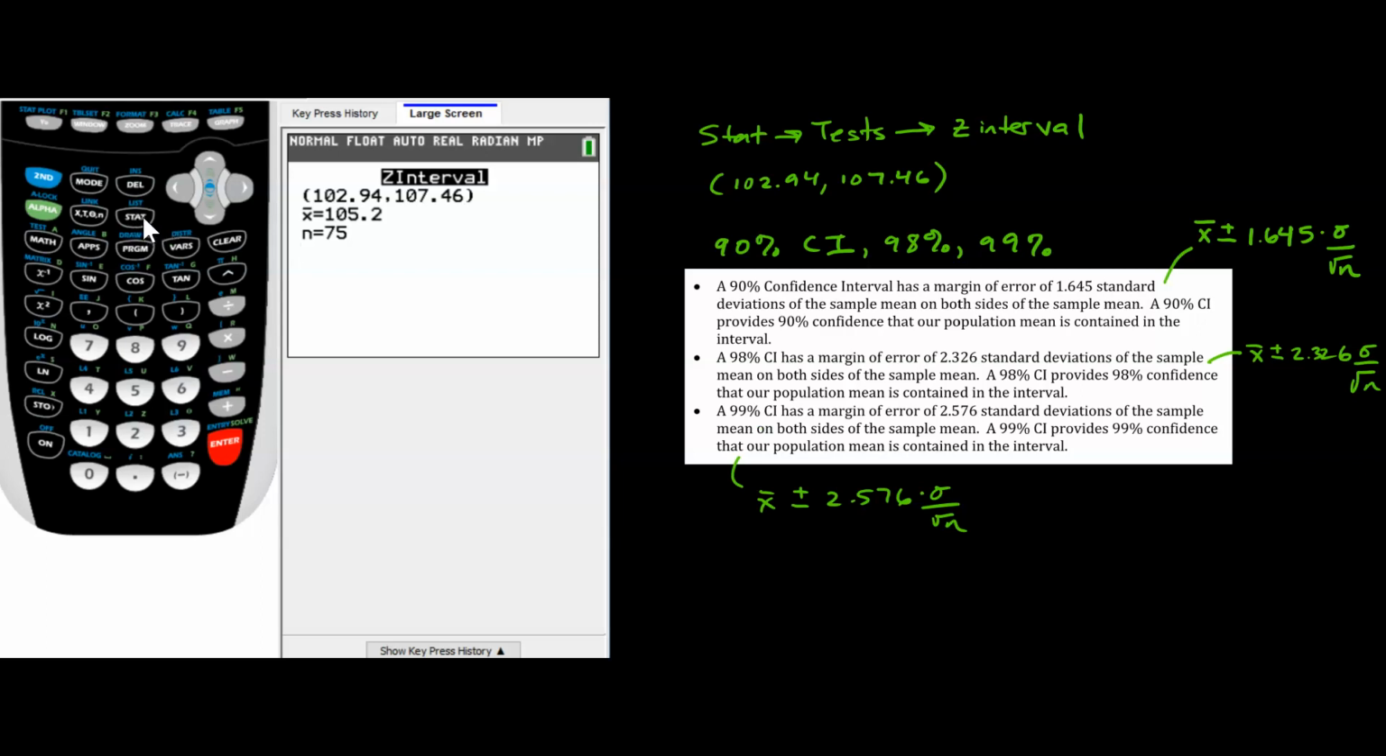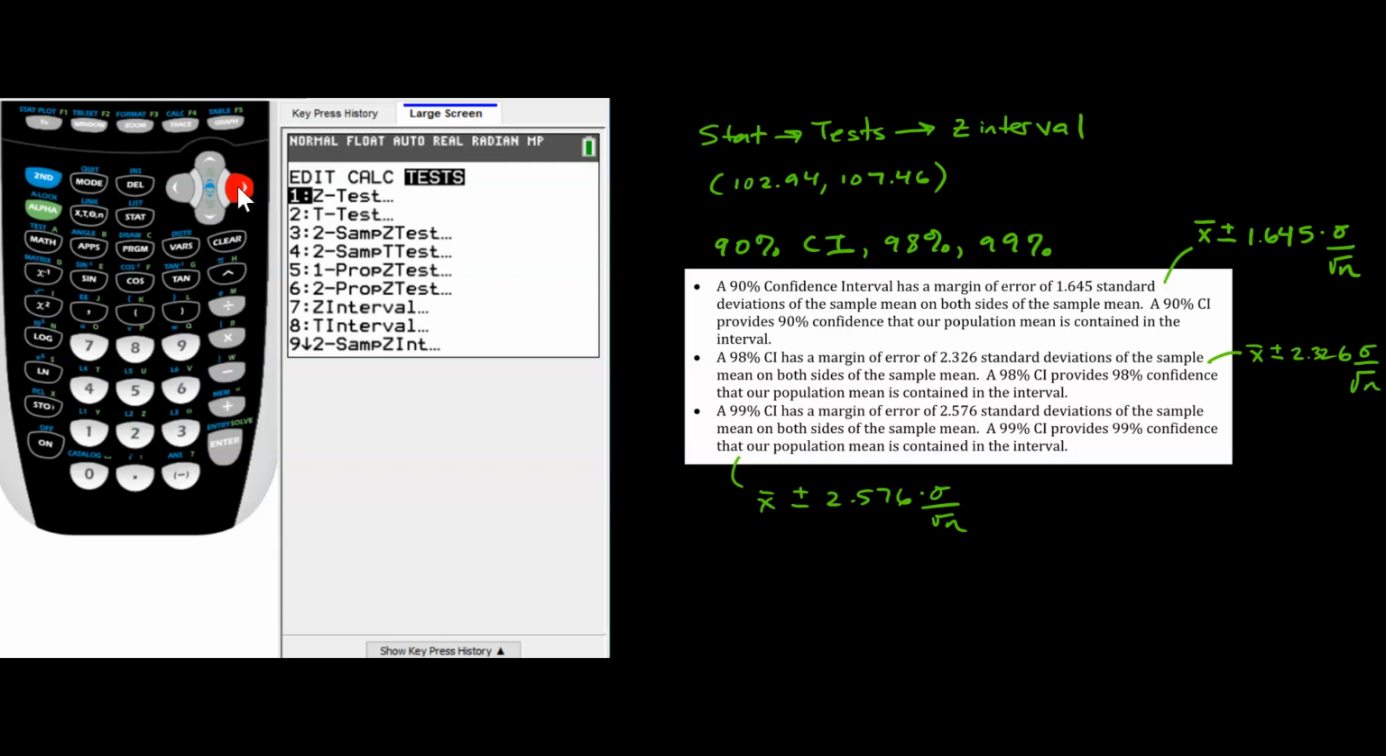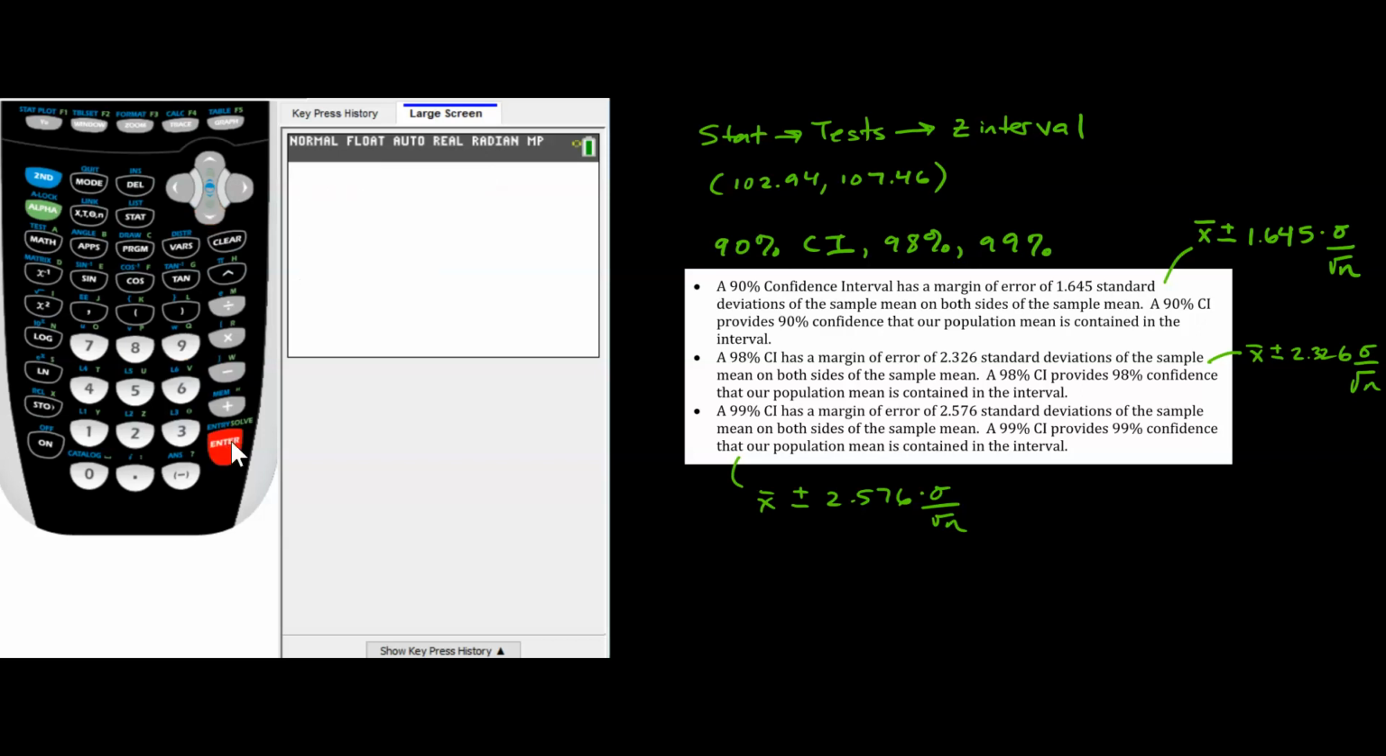And so let's just pretend for a second that we go back into z-interval and we do change. I'm going to go to tests, and z-interval is number 7, and let's change that confidence level to 99. And remember, it could be 0.99 or 99, it doesn't matter. So we hit calculate, and so you can see that a 99% confidence interval for our IQ problem ends up getting a little bit wider.